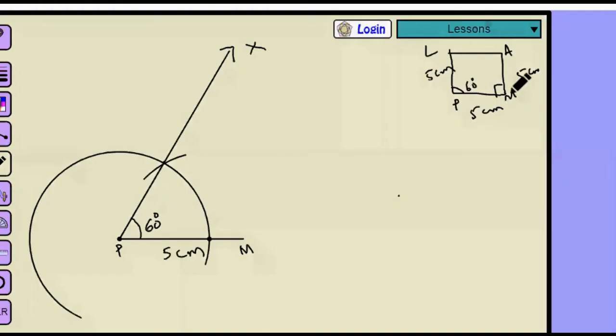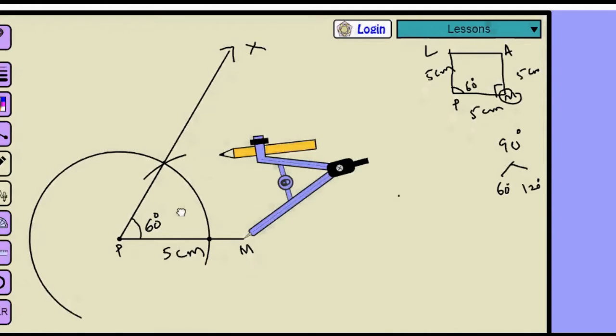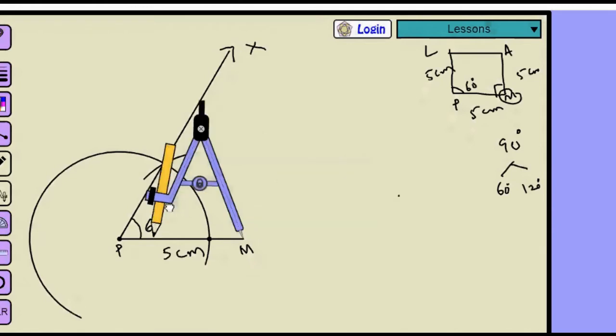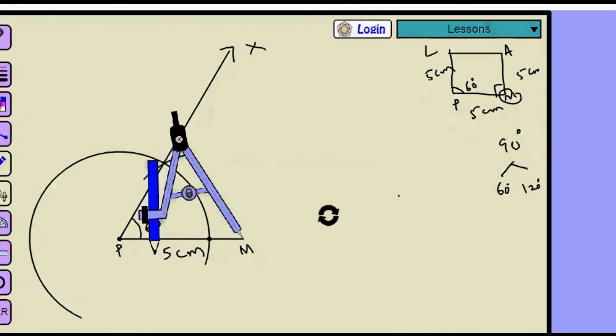Now we are going to construct angle M as 90 degrees. How will we get 90 degrees? We need to bisect the angle between 60 and 120 degrees. Then you will get 90 degrees. So let's go to the construction of 60 and 120 with the compass now. So now with M as the center, take the compass radius more than half of the length of PM. Now with M as the center, draw an arc here.